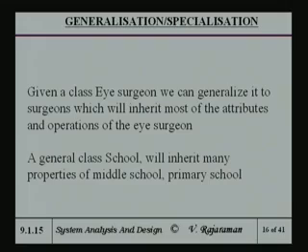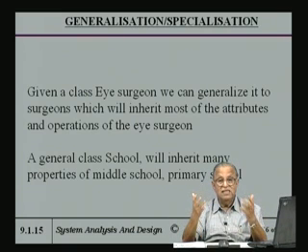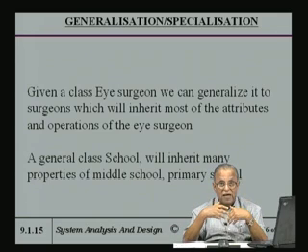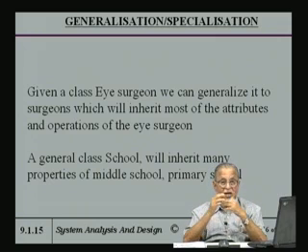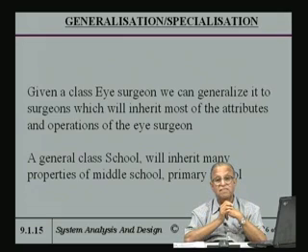Similarly, generalization: given a class eye surgeon, we can generalize it to surgeon, because eye surgeon is only a part of a surgeon, and will inherit most of the attributes and operations of the surgeon. You can look at it kind of backwards. From a general class like a surgeon, I can go to an eye surgeon which inherits the properties of the general surgeon, and also has got some special properties or special attributes and special operations.